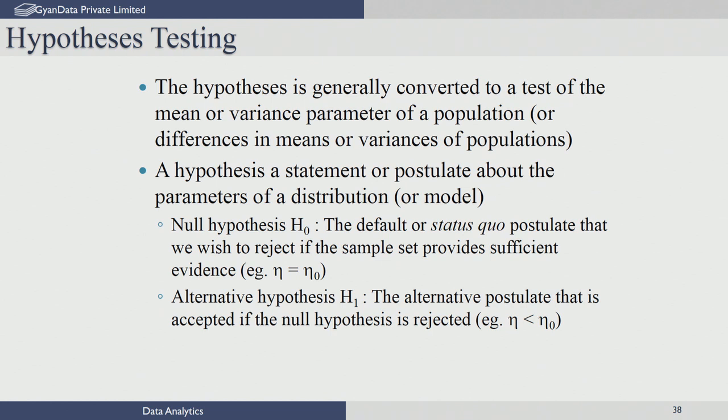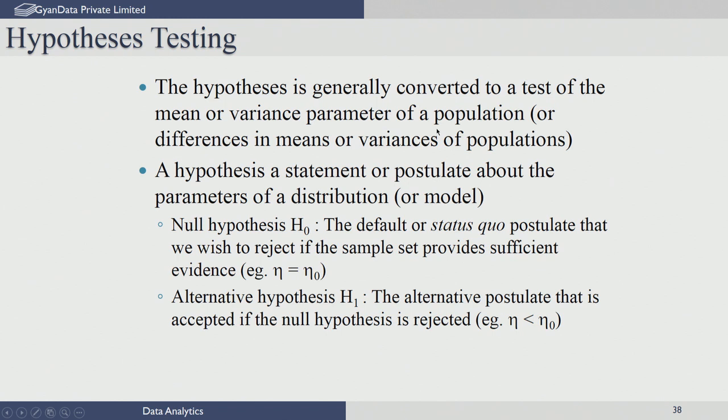Now, let us look at how you perform this decision making using what is called hypothesis testing. Typically, what you have to do is to convert this hypothesis into a test for the mean or variance parameter of a population, or perhaps a difference in the means of two populations or a difference of variances of the two populations. The statements that we previously saw have to be first converted into a test of a parameter of some population.